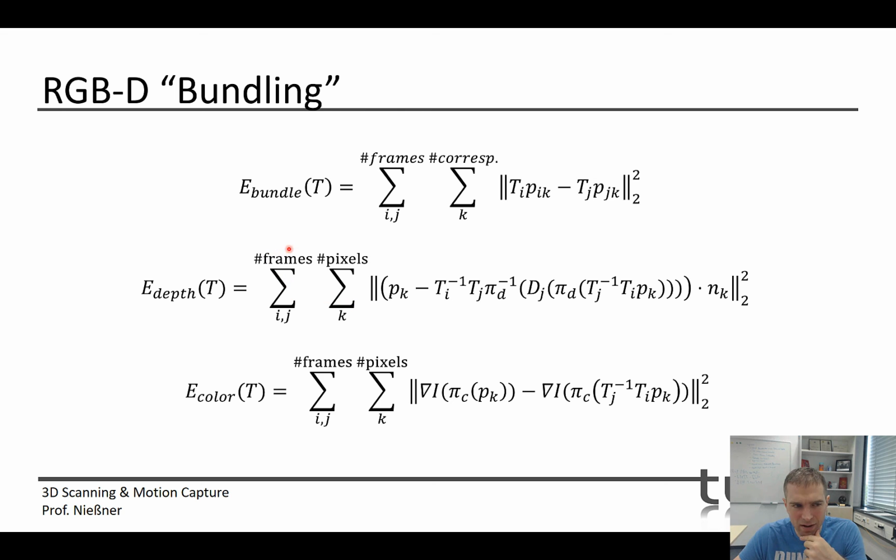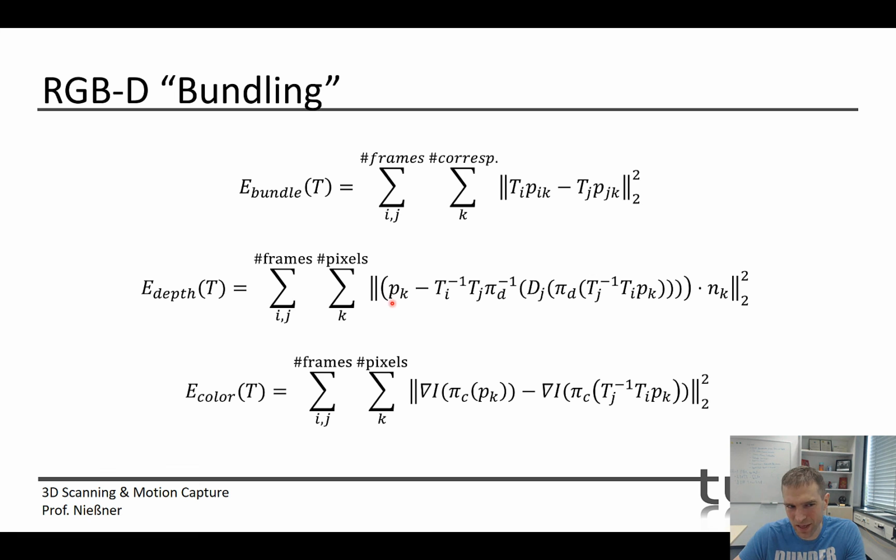So between all frame pairs, you're going to look at every pixel between all frame pairs. And what you do is, let's start here. You take a point in one frame, you project it to world space, project it into 2D in the other frame, you look it up in the depth map, you project it back to world space, and you project it into the respective other frame, and then you're comparing it to the original point PK, right?